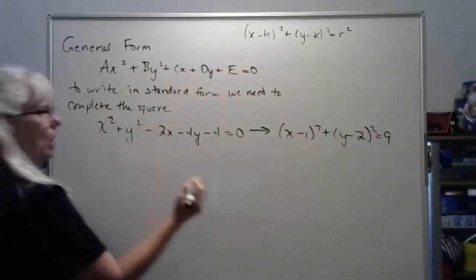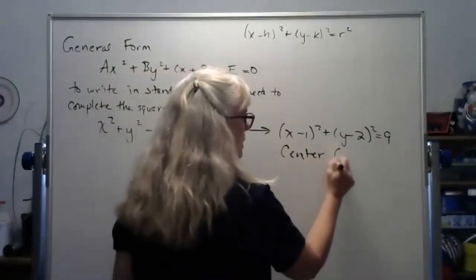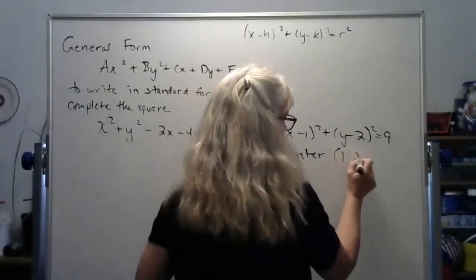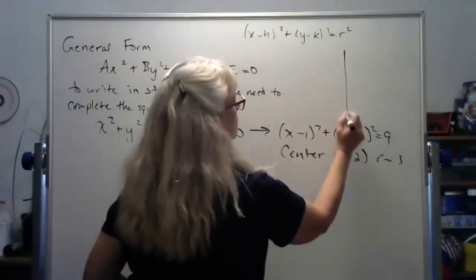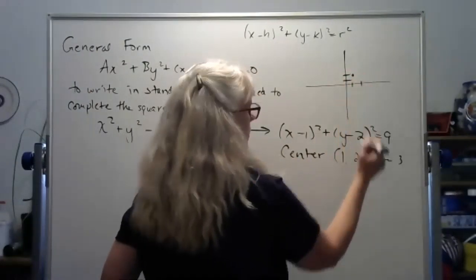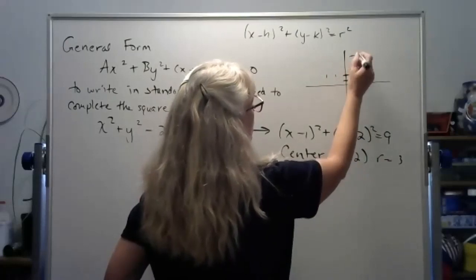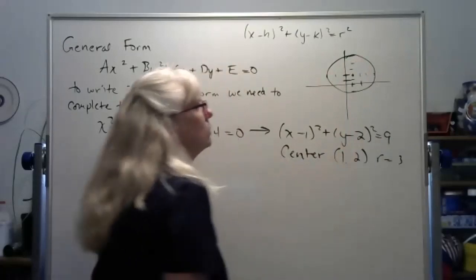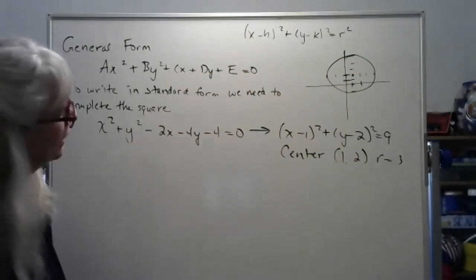Okay, so where's our center? In order to graph that, the center is going to be at 1, 2. Beautiful. And what's our radius? 3. Yeah. So 1, 2 is up here, and then we'll go out 3. So 3 to the right, 3 to the left, up 3, and down 3. And there's your circle.